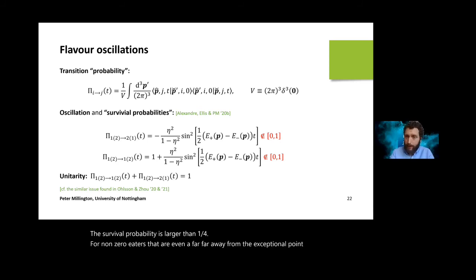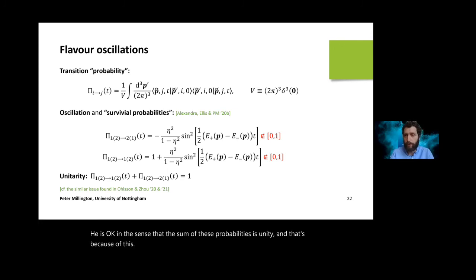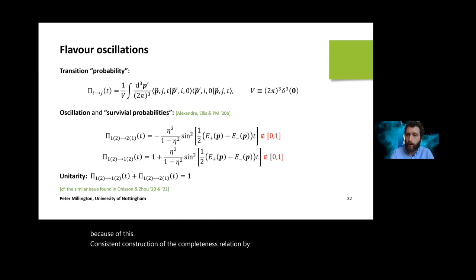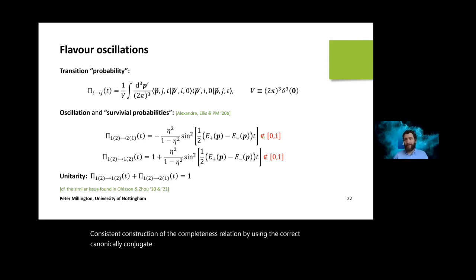But unitarity is okay in the sense that the sum of these probabilities is unity, and that's because of this consistent construction of the completeness relation by using the correct canonically conjugate variables. But this is clearly dissatisfying, right?